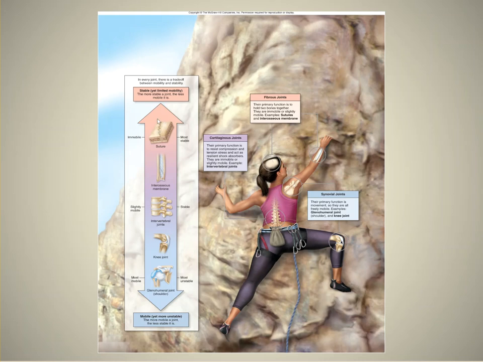And here is the range of stability to freedom of movement. As I mentioned, we're going to learn the shoulder is the least stable joint, and the joints between the flat bones of your skull are one of the most stable of all the joints.